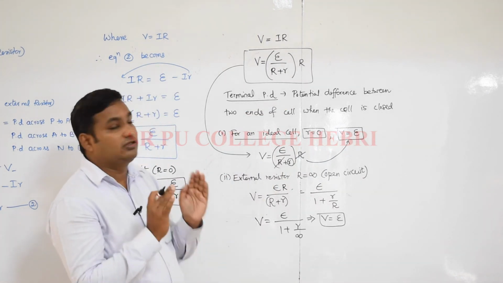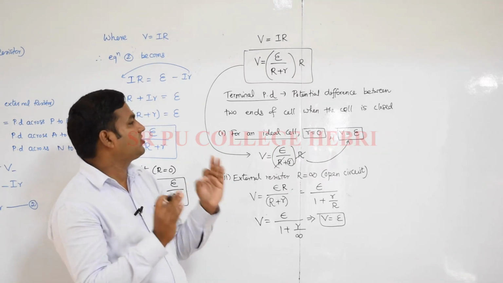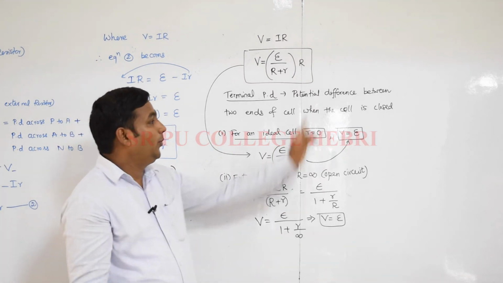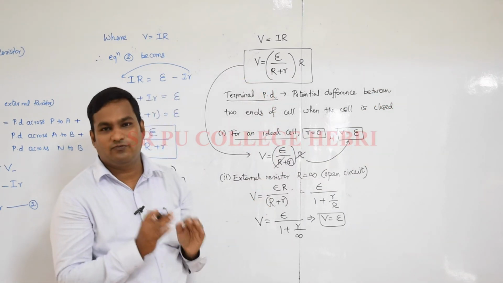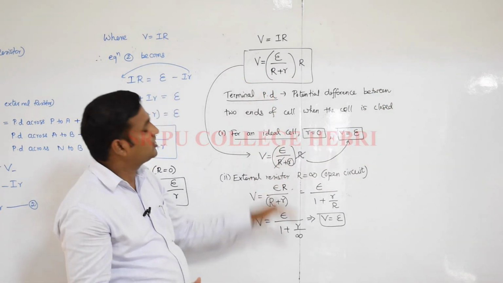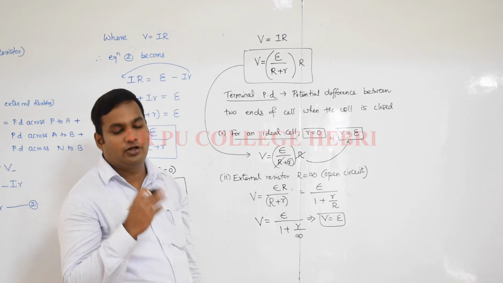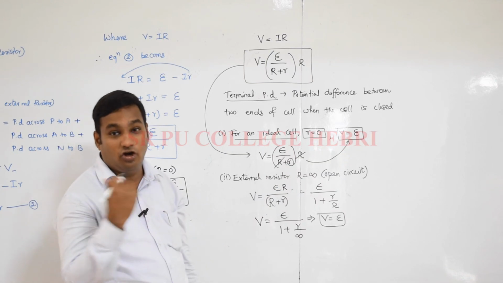In general, terminal potential difference is the potential difference between two ends of a cell when the cell is closed. These are the important parts for the exam. Commonly they're going to ask these two parts in exams, mainly in competitive exams like CET, NEET or JEE Main.